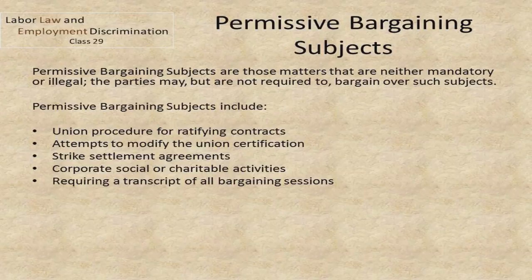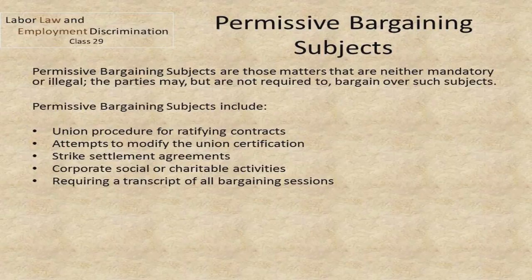Examples of that may be, what is the procedure for ratifying a contract? In other words, the employer and the union may come together and have an agreement, but that agreement may still be subject to the members of the union voting on it. So how does the union representative go back to its union members and get the contract ratified?